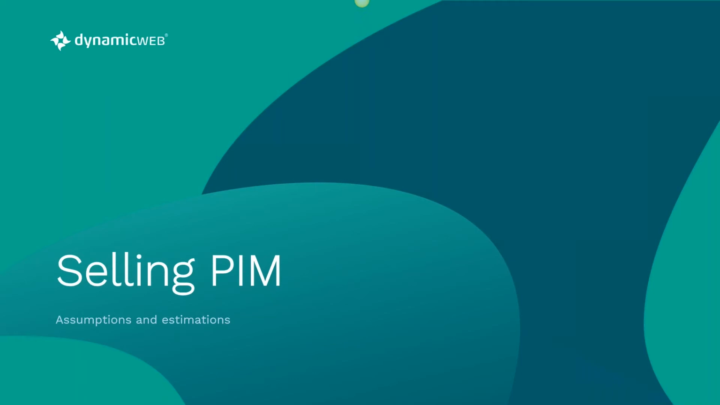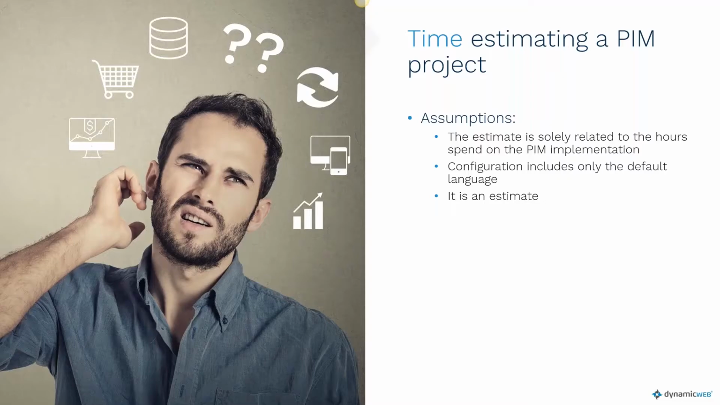First of all, let's take a look at what this tool, which is an Excel sheet, is and what it isn't. Some assumptions regarding this tool: the hour estimate is solely related to the hours spent on the PIM implementation. That means not the time spent on the integration, not on project management or e-commerce configurations and other things. All of these are scoped outside of that tool.